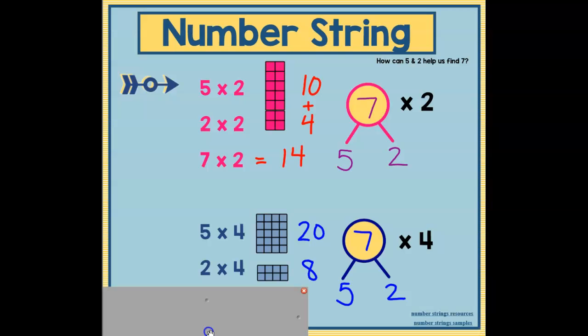So if I wanted to put those together to get 7 groups of 4, I would have to add those 2 products together, 20 plus 8, and it would be 28. So again, I can use known facts to help me figure out unknown facts by decomposing or breaking 7 into 2 different facts that I do know the product to.